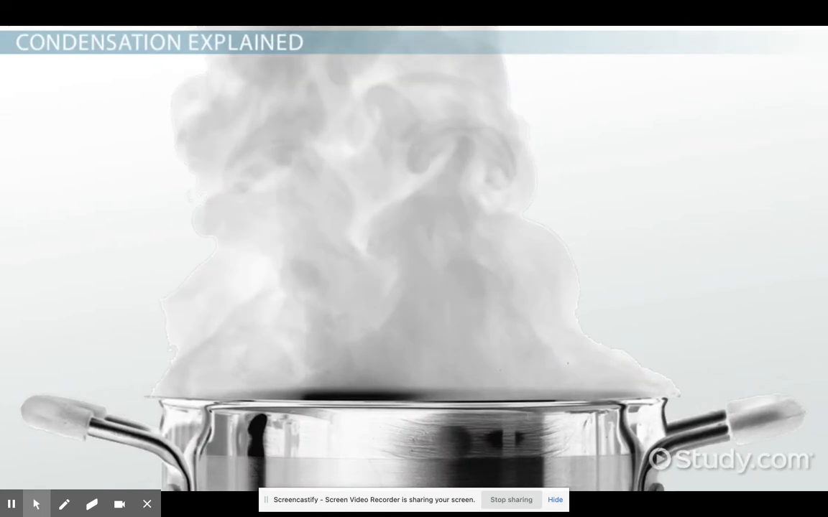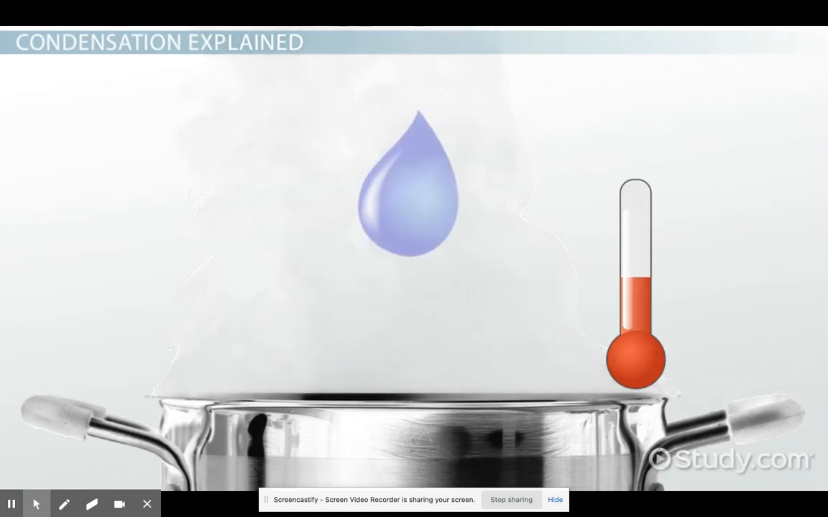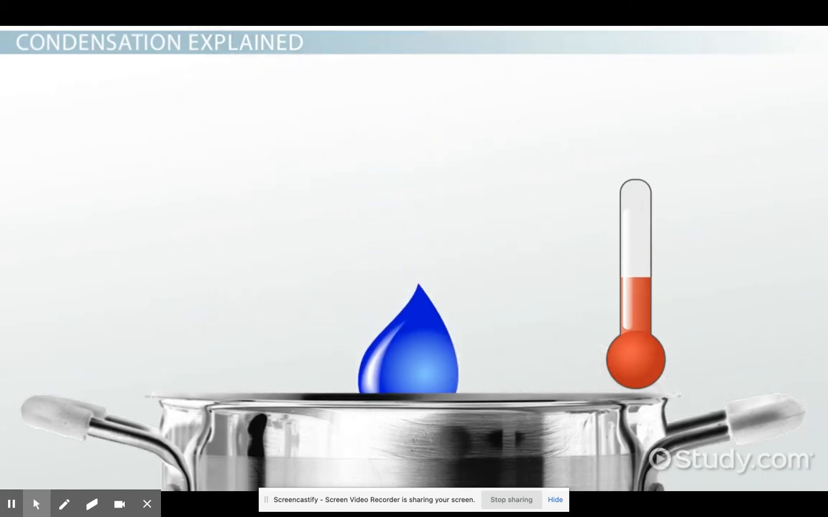The condensation point of water is the same as the boiling point of water. This occurs at 212 degrees Fahrenheit or 100 degrees Celsius. As you increase water up to and beyond 100 degrees Celsius, the water will boil. If you reverse the process and cool the water vapor down to and below 100 degrees Celsius, it will condense and return to liquid form.